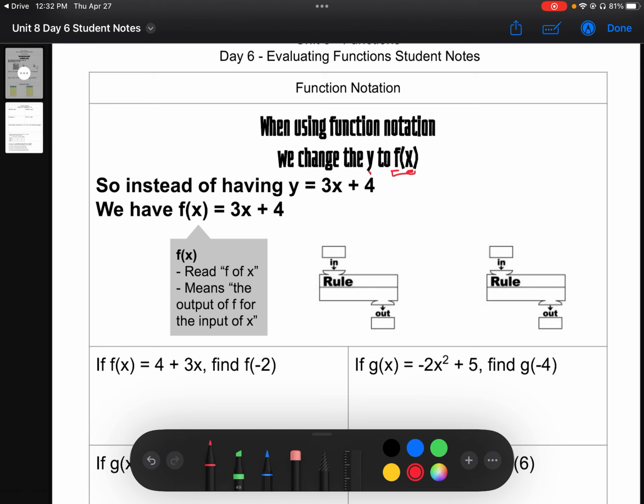So if we see a y, we can change that to an f of x. f of x really just is replacing y. So if we had y equals 3x plus 4, that's the same thing as f of x. We read it as f of x. That means for the output of f of x, what's the input for x?